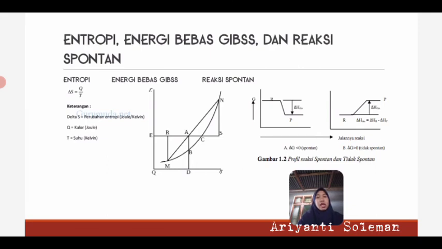And the last, in thermodynamics, a spontaneous process is a process that occurs without any outside input to the system. A more technical definition is the time evolution of a system in which it releases free energy and moves to a lower energy state and is more thermodynamically stable. Yes, this is my explanation of entropy, free energy, and spontaneous reaction.